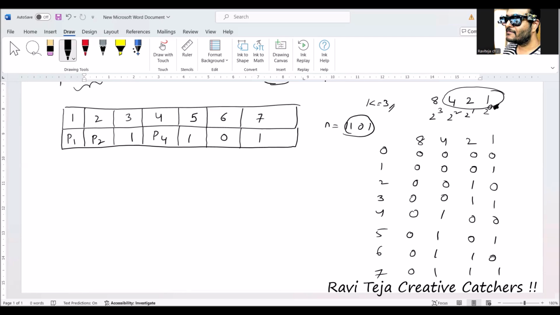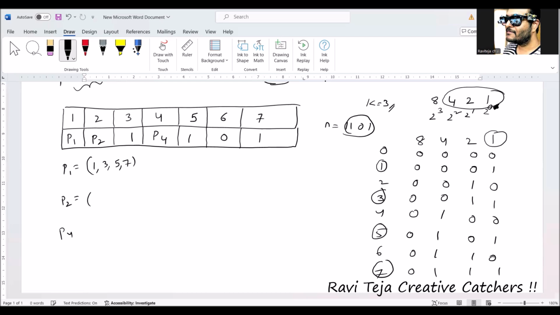Now, we need to find out the solutions for P1, P2, and P4. Okay. Let's find out the solutions for P1. So, first, P1 means we need to consider this particular first column. Wherever the ones are there, measure those numbers. See, 1 is at first position, again 1 is at third position, again 1 is at fifth position, and again 1 is at seventh position. Okay. So 1, 3, 5, 7.